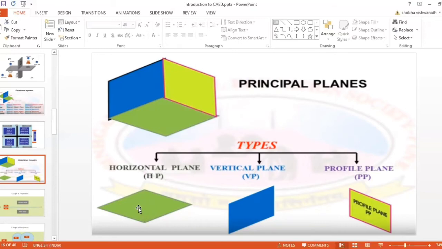On the horizontal plane you always draw the top view. On the vertical plane, what you see in the front, you draw the front view. On the profile plane you draw the side view. In most drawings, you draw only the top view and the front view on the vertical plane.